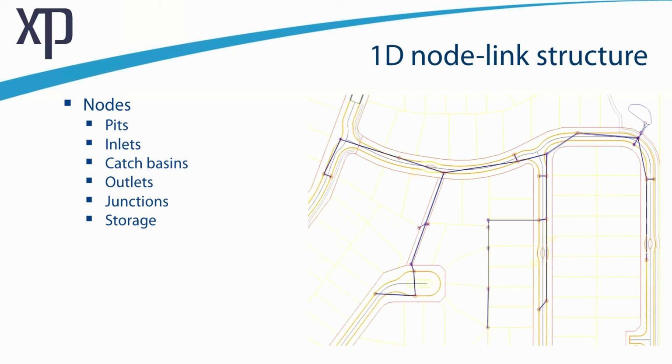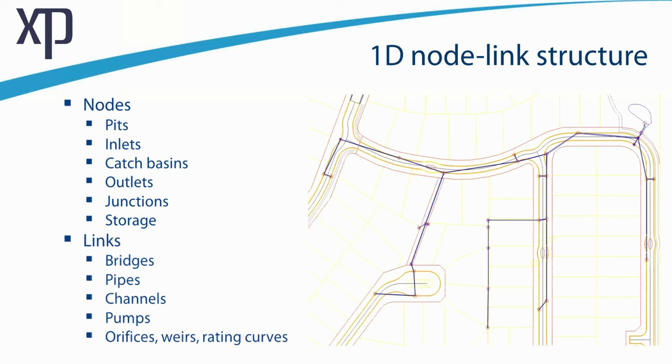Building up into a network, once you've defined your node locations for the various elements, we then link these with either bridges in a river environment for trafficability purposes, pipe systems, channels, and of course pumps, and then some of the more specific items like orifices, weirs, rating curves, or proprietary devices if they form a combination of those elements.